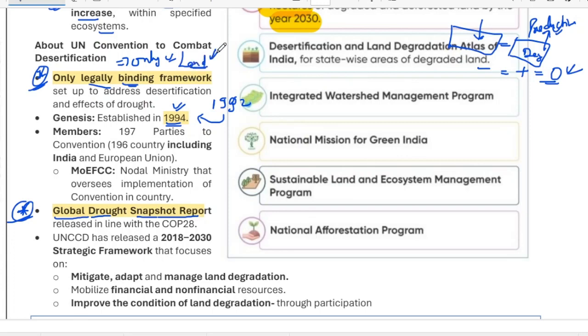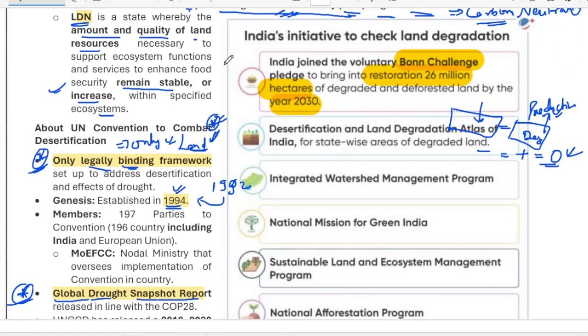This is the only convention which talks about the lands. There does not exist any other convention which talks about land degradation, land neutrality, or land productivity. This information is very important because sometimes the question can be asked directly about it. Okay, now moving up. This is the whole concept, and this is a very important concept of land degradation.